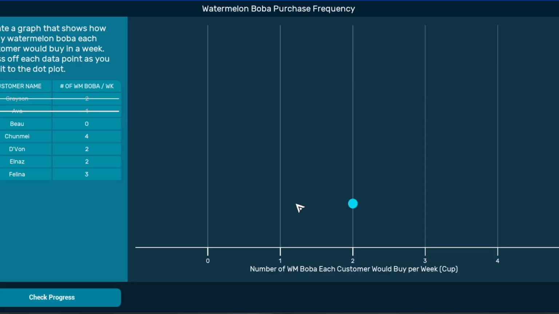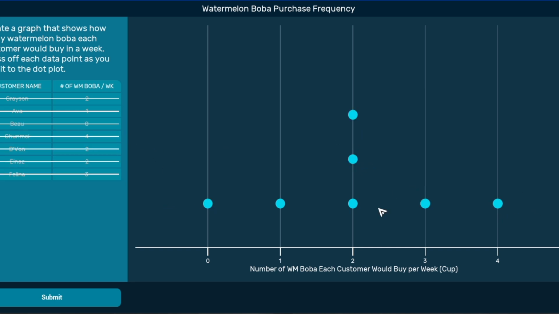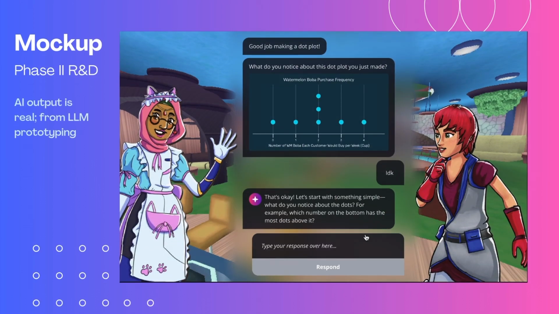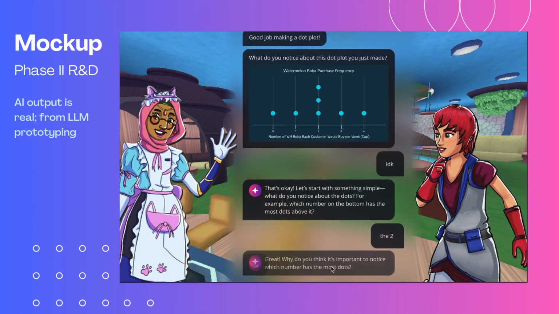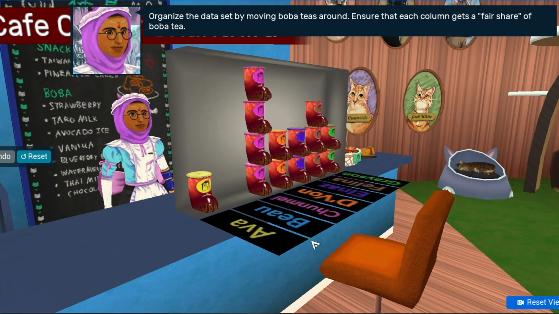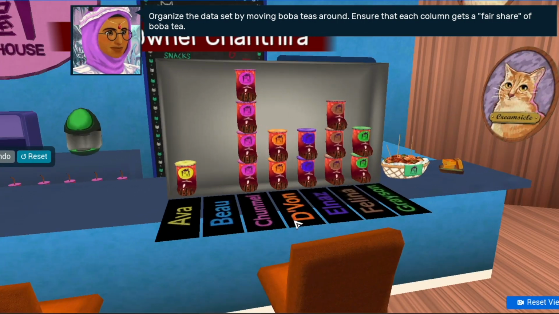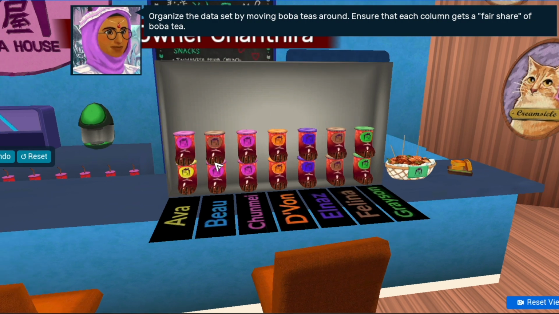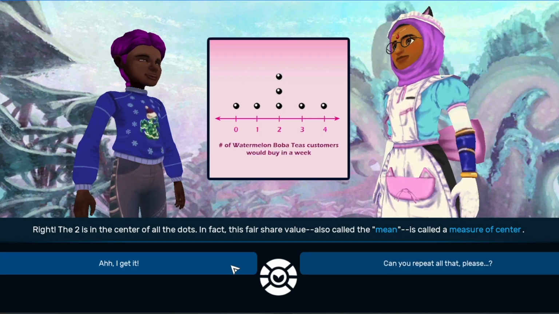In the second quest, students start to explore measures of center and mean. Students organize the data on a dot plot and write responses about what they notice and wonder about the dot plot. AI is used to deepen discourse and scaffold students who need support generating stronger replies. Then, students use in-game manipulatives to determine what the fair share of boba tea would be for every customer that responded to the survey, conceptually working out what mean is, vocabulary that is introduced afterwards.